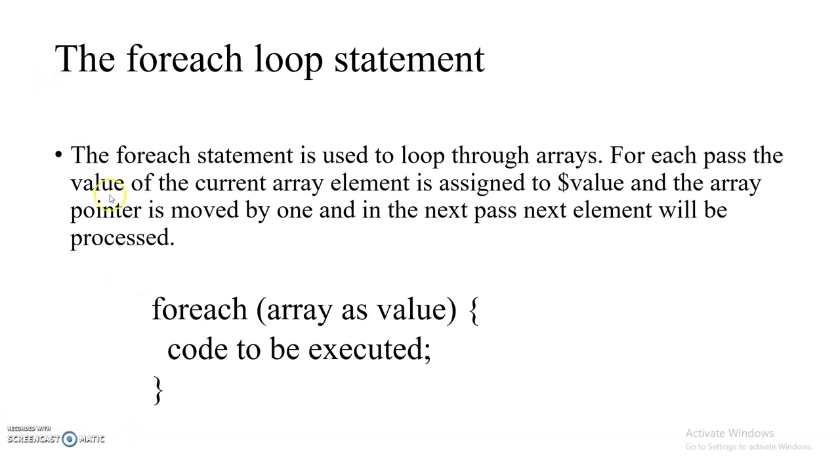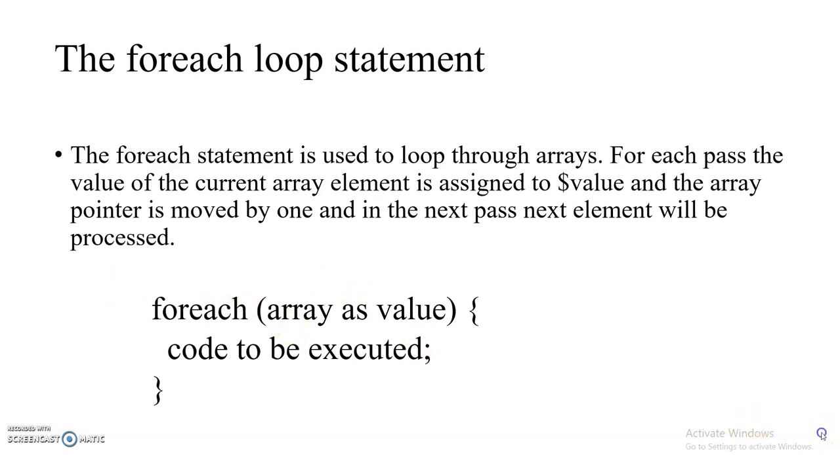Okay, this loop is especially for array elements, and it automatically reads the array elements and assigns those elements to some variables. For example, foreach array as value, then the code to be executed. Here the array element as value is assigned. It assigns the first element to this value, and it automatically moves the pointer to the next element.